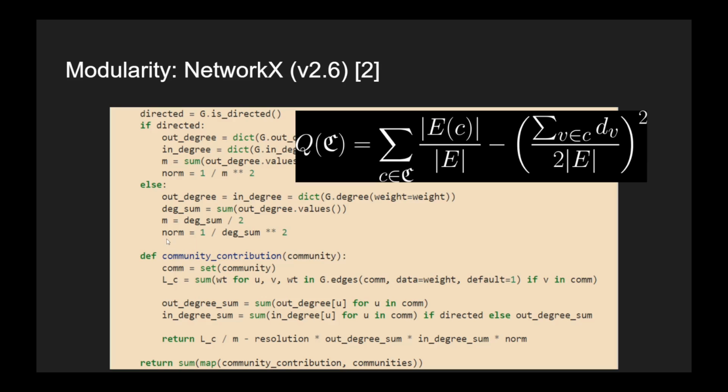So if we look at the main function now, we have some community. L sub c is summing the weight. In this case we don't have weights, these are just adjacencies, either 1 or 0, for u and v in the set of edges of that community. So what this term here corresponds to is this e of c in the equation above. It's going to be the number of edges in the community.